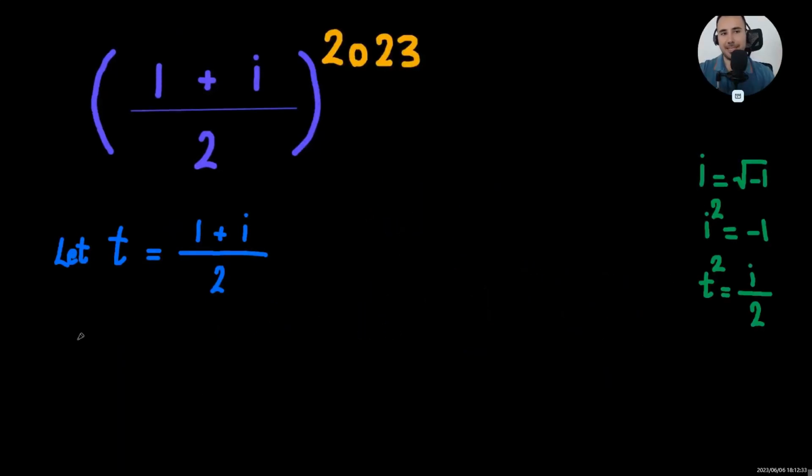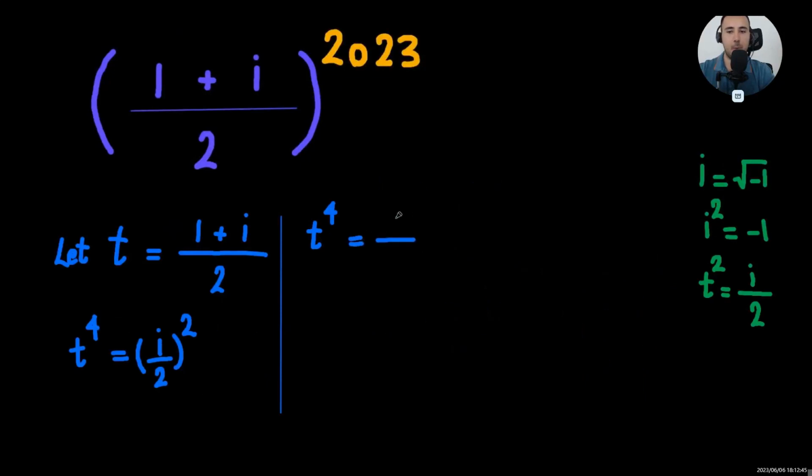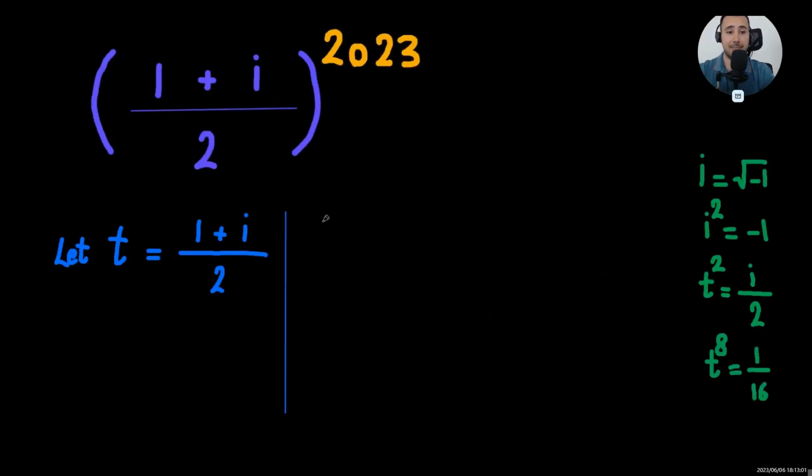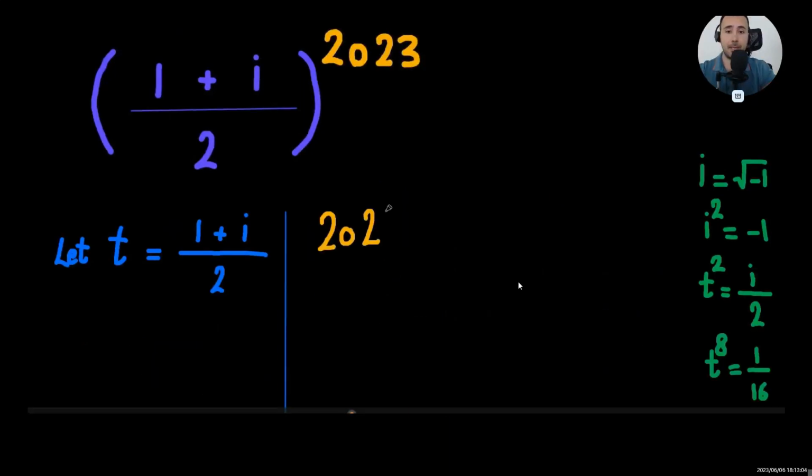Now let's make t to the fourth power. It's going to be the same as i squared over 4. And by replacing the value of i squared by -1, we're going to get -1 over 4. Repeating that process, the value of t to the eighth power is positive 1 over 16. Now this is the important part, right? So we know all of this, right?